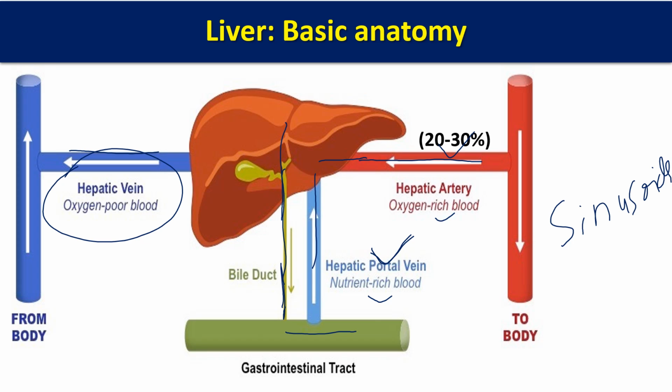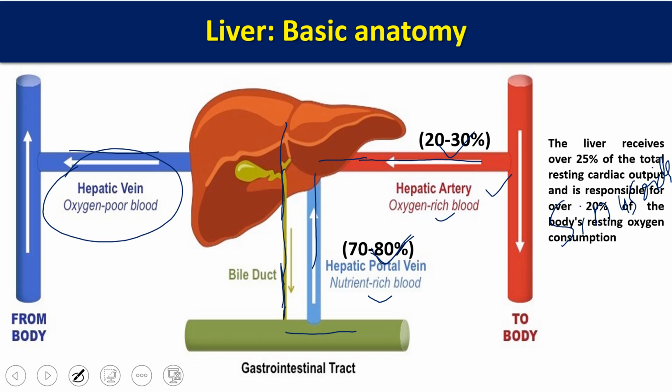Of all the blood coming to the liver, about 20% comes from the heart, and 70 to 80% reaches the liver through the hepatic portal veins. So the maximum blood, roughly 3 to 4 times more, about 66 to 75%, comes from the hepatic portal veins through the digestive system, and one third to one fifth of the blood comes from the hepatic artery through the heart.